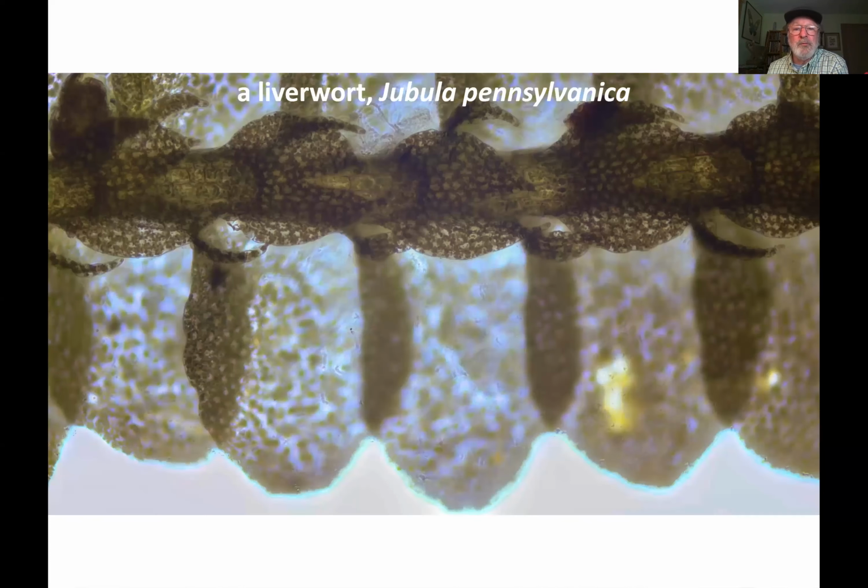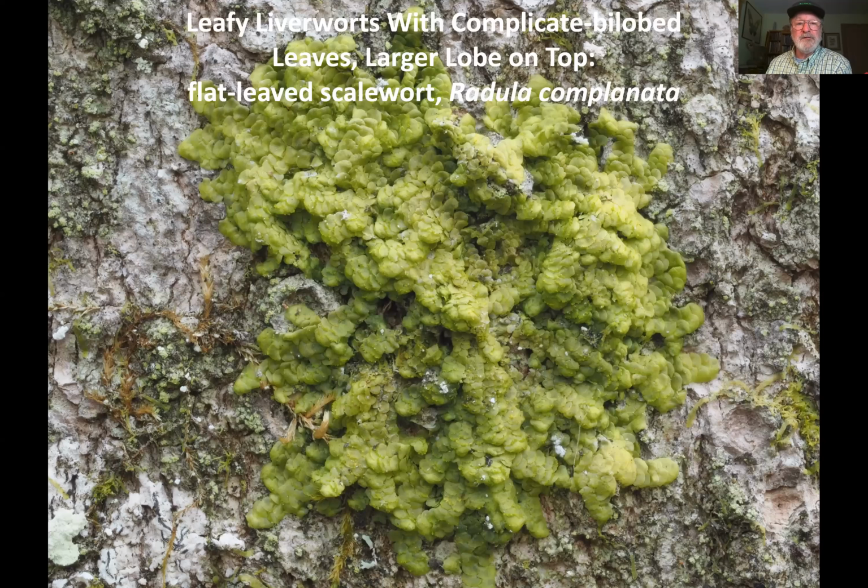Here's a liverwort that's related to Frullania. It's called Jubula. And its leaves are complicate bilobed, as you can see, but they're not formed into hoods. This picture shows the underleaves, very prominent. So here we have leafy liverworts with complicate bilobed leaves with the larger lobe on top.